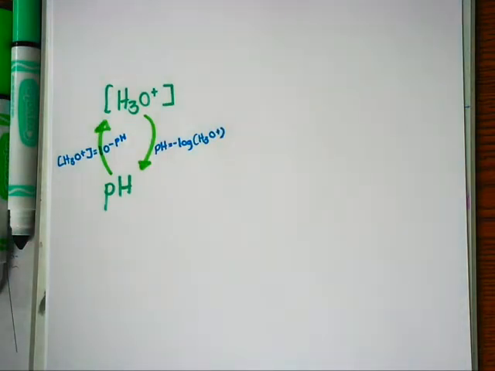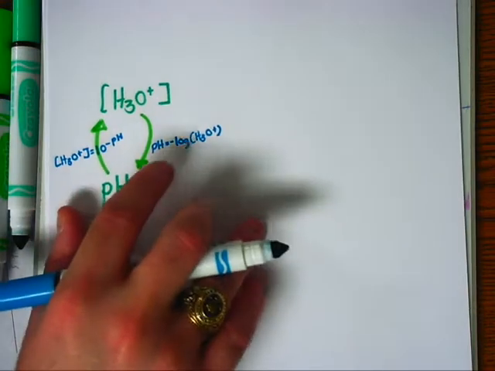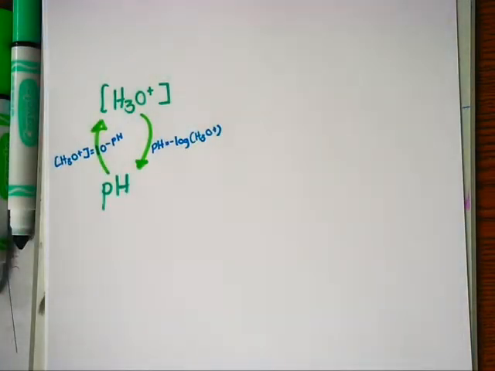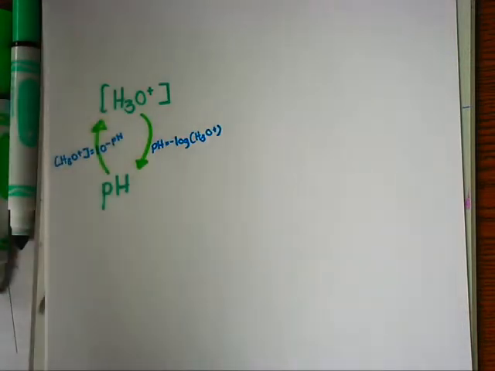Just like that, right? 10 to the negative pH is H3O plus. This right here, we shouldn't hear "Oh, how did that happen?" because we did that yesterday, right? Very simple, we got you. Now, let's take it a step further.